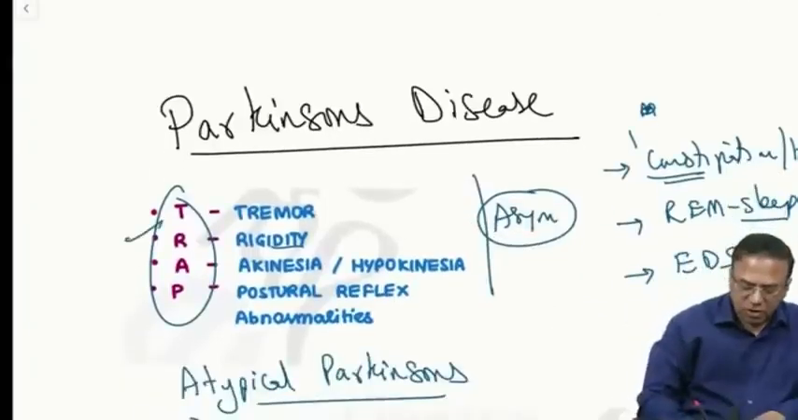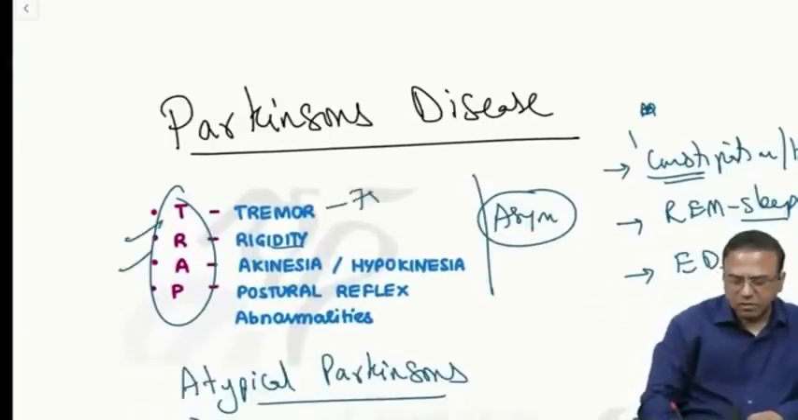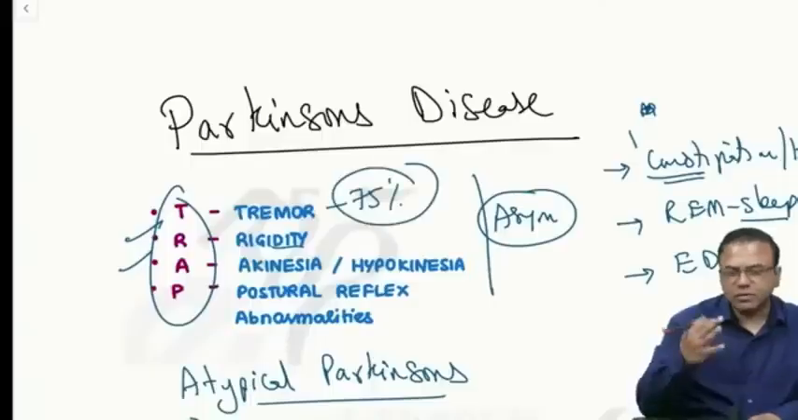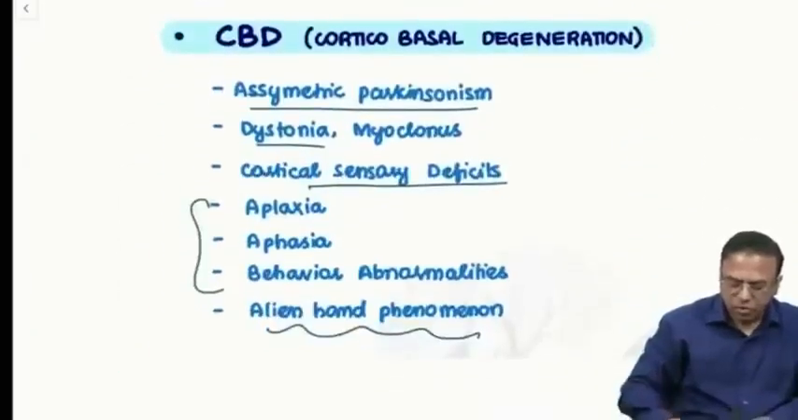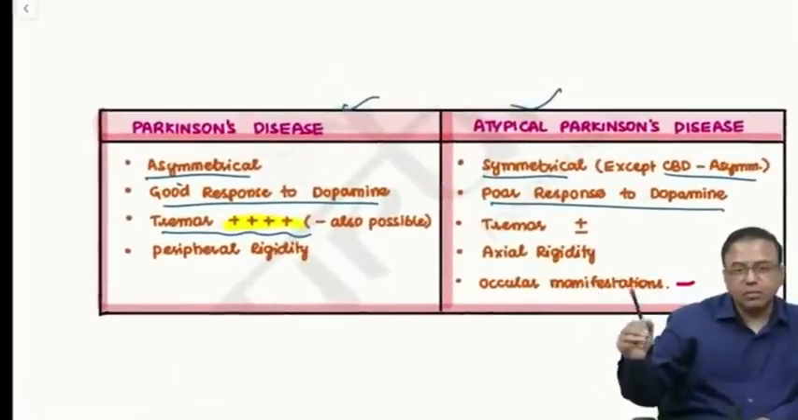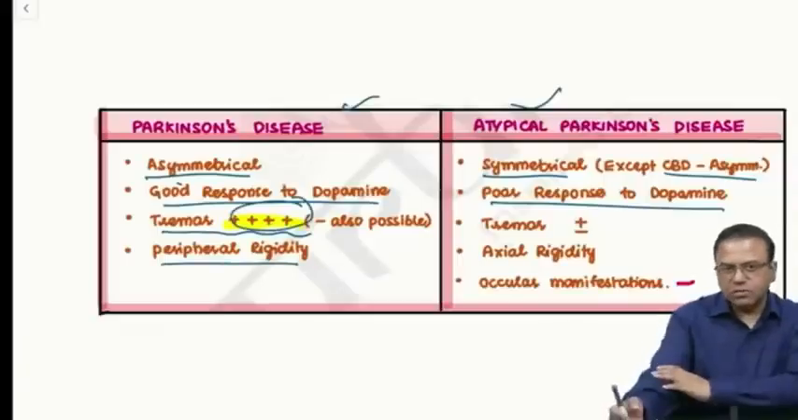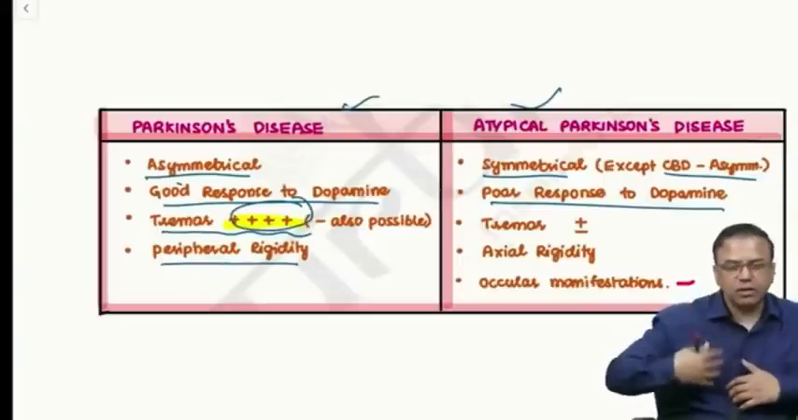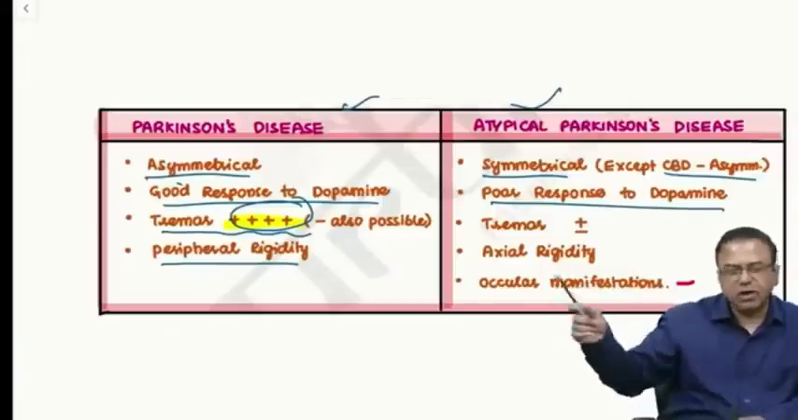What is a must to tell Parkinson's is rigidity and hypokinesia. Tremor may be there in 75% of patients with Parkinson's. 25% may not have tremor. So if you don't have tremor, it is more likely to be atypical Parkinson's, but it can be Parkinson's also. But if tremor is there, that will help. This is going more towards Parkinson's. Now, rigidity more in the limbs, Parkinson's. Rigidity more in the neck and trunk, axial rigidity, atypical Parkinson's. So these are the ways how we differentiate and tell whether it is Parkinson's or atypical Parkinson's.